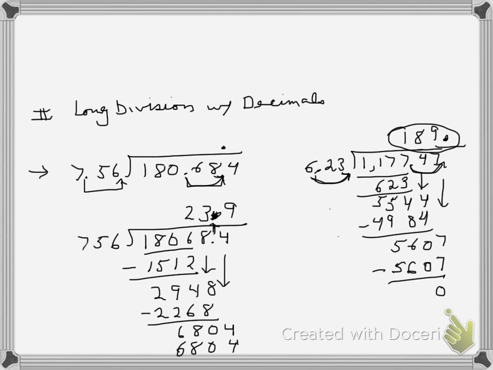So the key to this idea, long division with decimals, is simply to move the decimal out of the divisor, move it out of the dividend, and place it up above in the new location. Then treat it just as you would whole numbers.